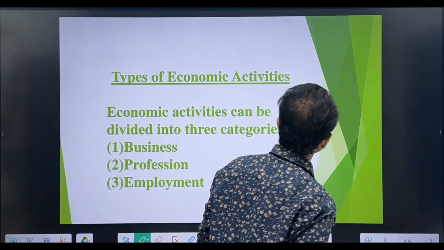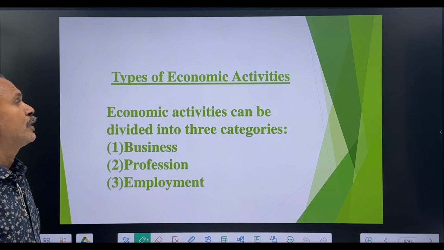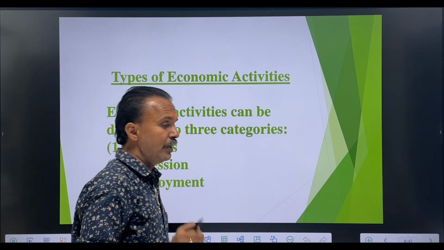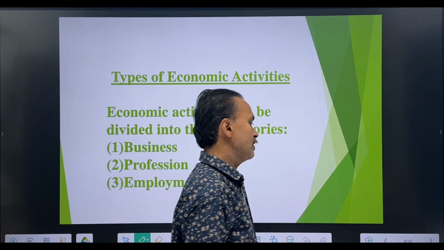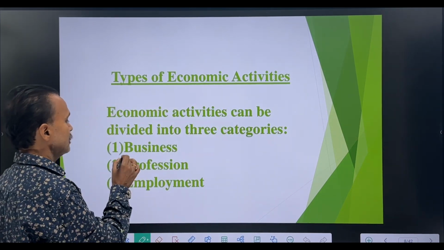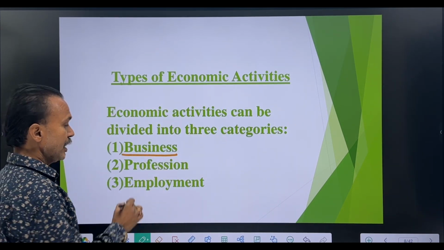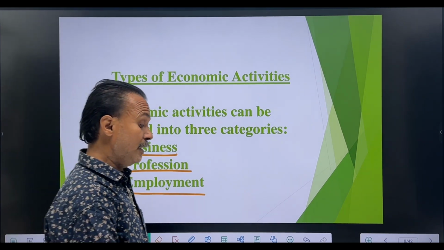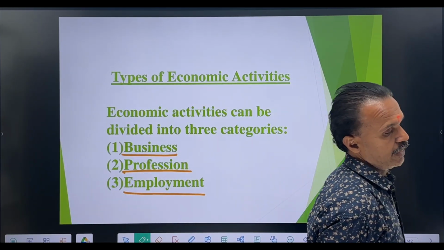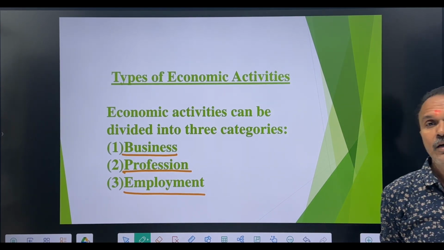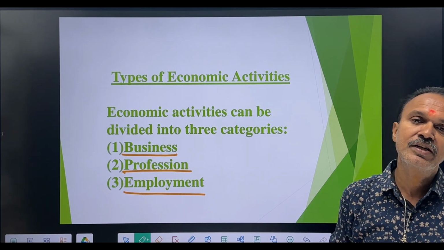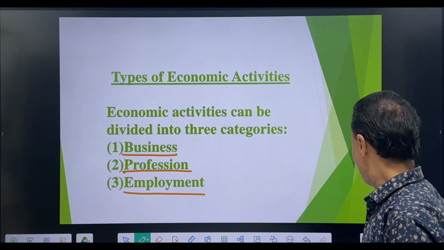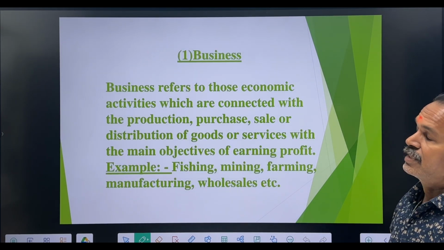Now, types of economic activities. Economic activities are further classified into three parts. These activities are called first business, second profession, third employment. So there are three types of economic activities. These are called business, profession and employment. Among these three, first is business.